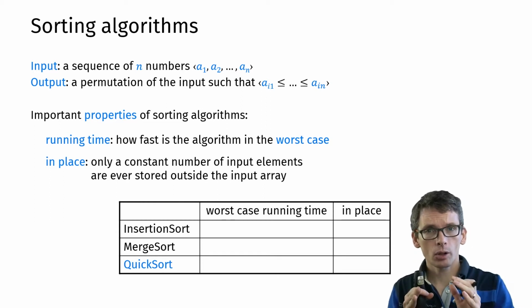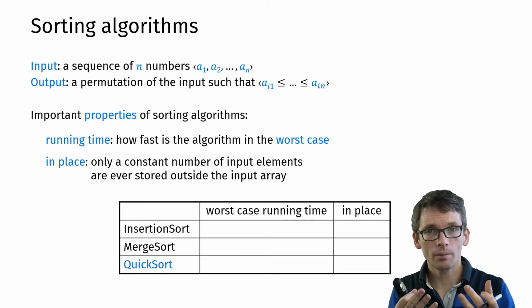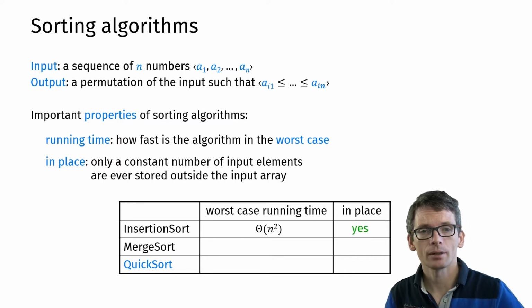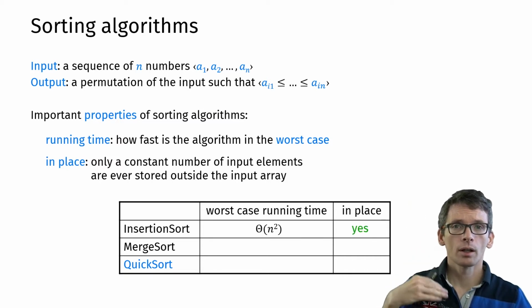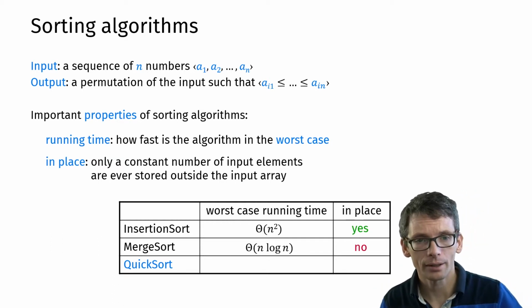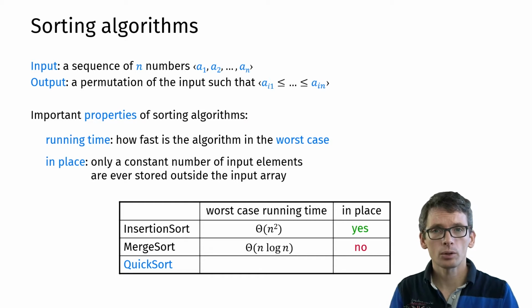Two sorting algorithms that we've seen are insertion sort and merge sort. For insertion sort, what was the running time? The running time is n squared, and it was in place. Then for merge sort, the running time was n log n, and it was not in place. And now we're going to see Quicksort.